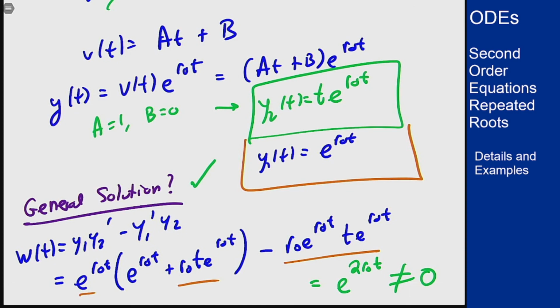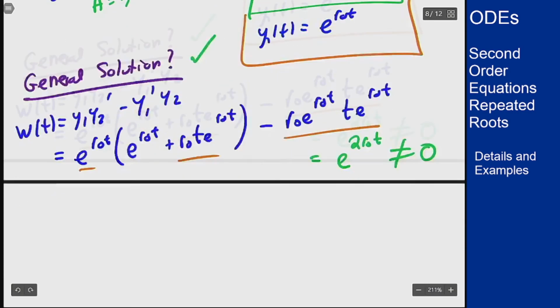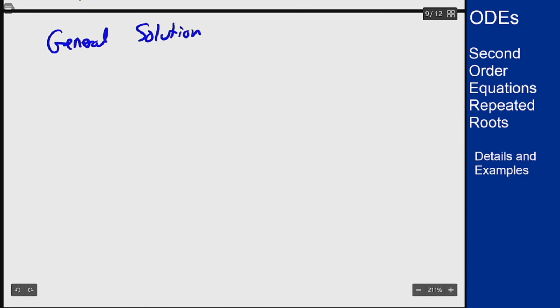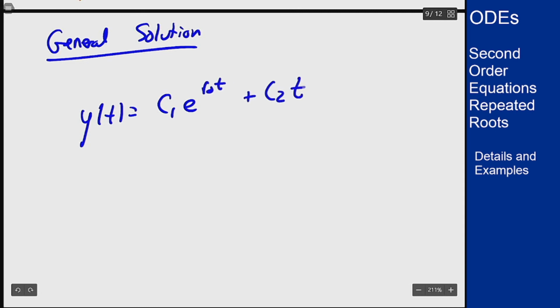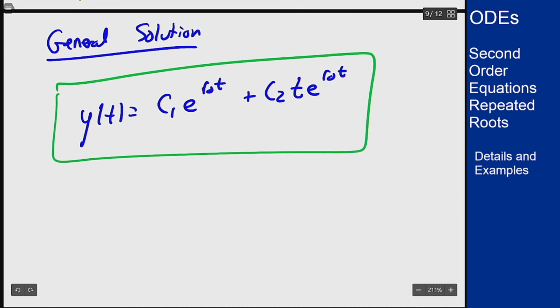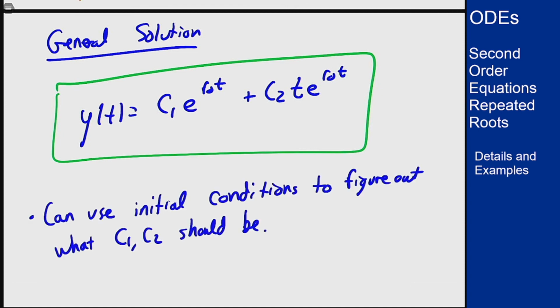Therefore, these give rise to a general solution, giving us that our general solution in this particular case is going to be y of t is c1 e to the r0t plus c2 times t e to the r0t. So your second solution here comes by multiplying an extra t times the one that we already had. And then from here, you can use this with initial conditions to figure out what c1 and c2 have to be. That's what we always get for second order equations with repeated roots. We're always going to get e to the r0t and then a t e to the r0t for our second solution to these types of equations.